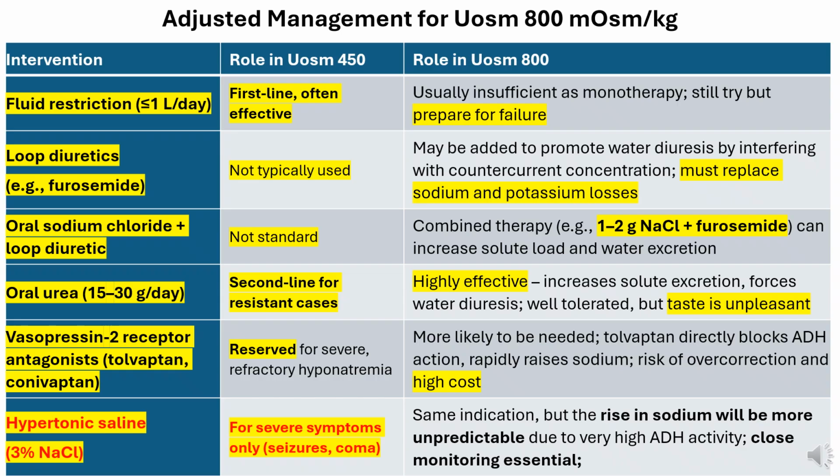Oral urea, 15 to 30 g/day: second line for resistant cases. Highly effective, increases solute excretion, forces water diuresis, well tolerated, but taste is unpleasant. Vasopressin 2 receptor antagonists, tolvaptan, conivaptan: reserved for severe, refractory hyponatremia, more likely to be needed here. Tolvaptan directly blocks ADH action, rapidly raises sodium, with risk of overcorrection and high cost. Hypertonic saline, 3% NaCl: for severe symptoms only, seizures, coma.